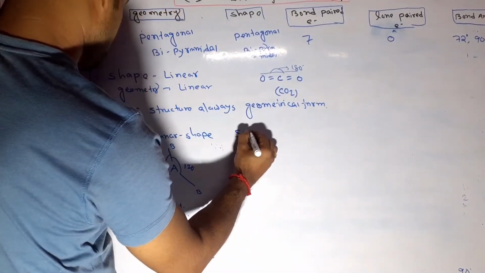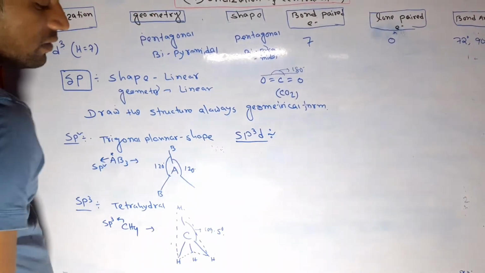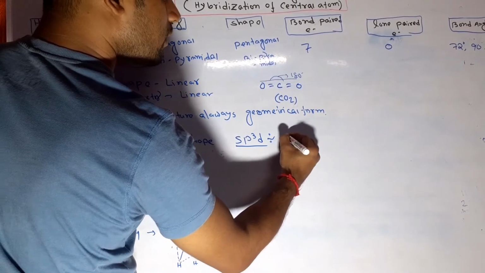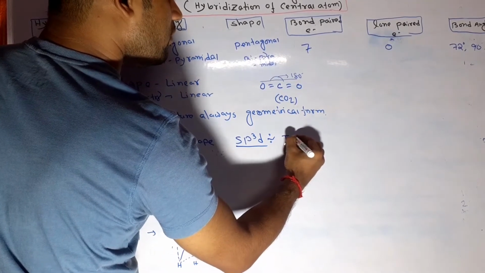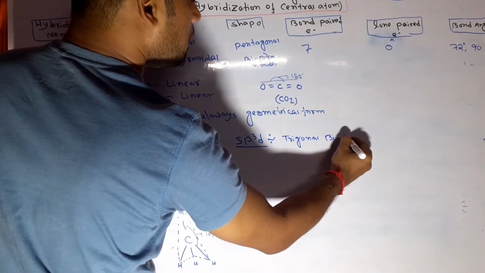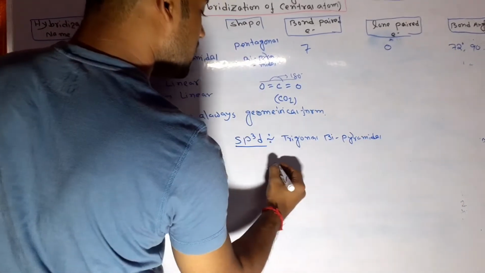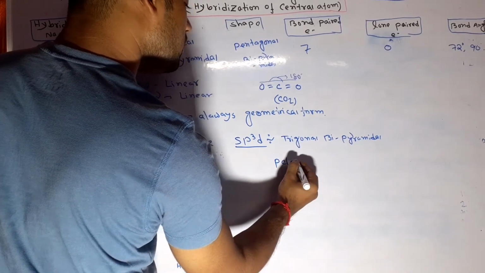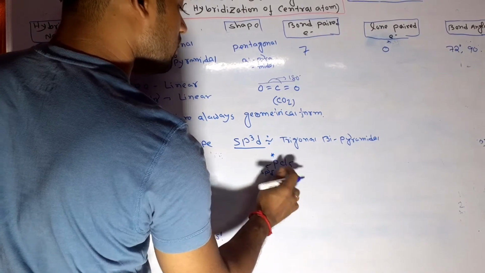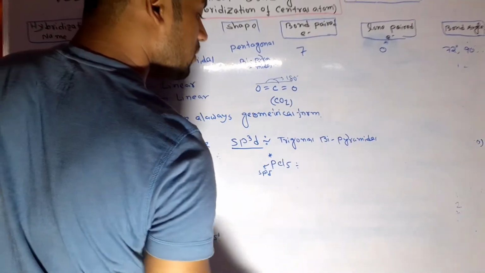Then sp3d. What is the shape of sp3d hybridization? Trigonal bipyramidal. For PCl5, phosphorus belongs to sp3d hybridization. You can find this by the method. What is the structure of trigonal bipyramidal?